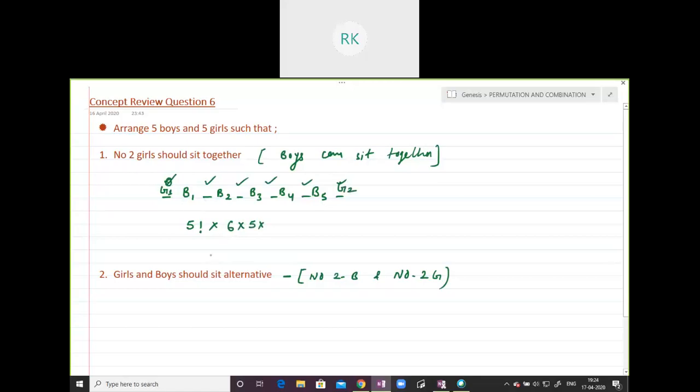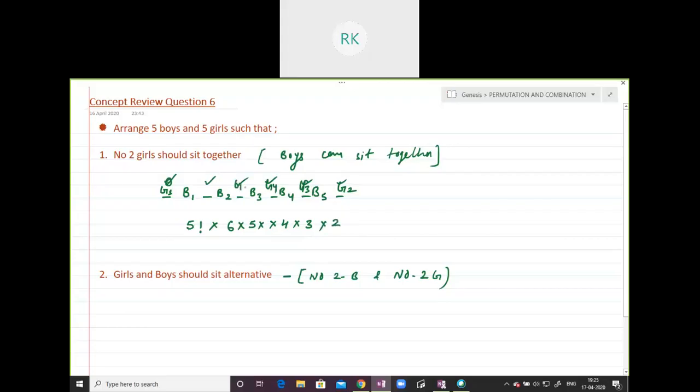Done this also. Third girl, how many remaining? 4 positions. Let's say the third girl is here, G3, right? Now, the fourth girl, remaining 3 positions. Let's say the fourth girl is here, G4. Done. Now, the fifth girl can be anywhere, right? So how many remaining? 2. Let's say the fifth girl is here.